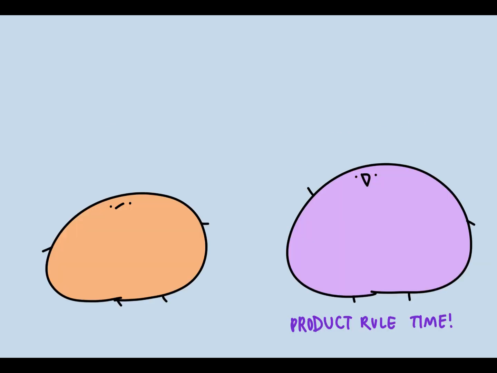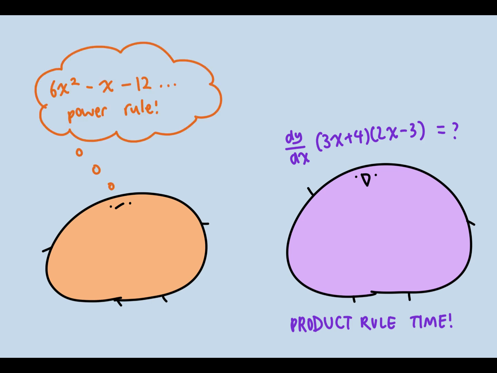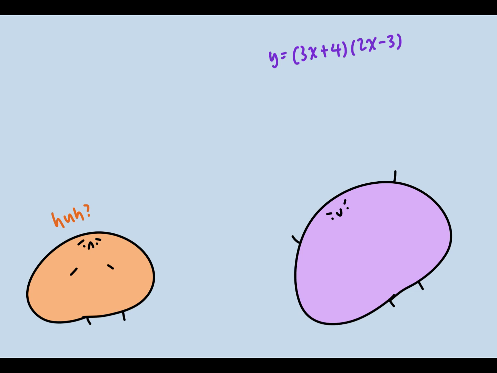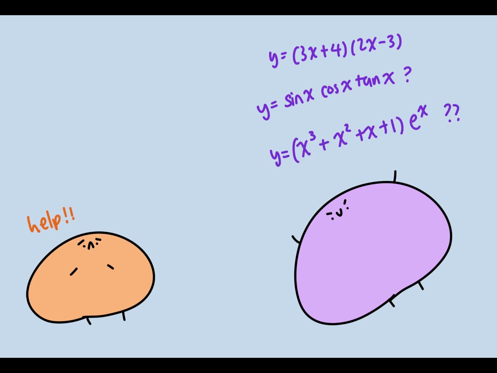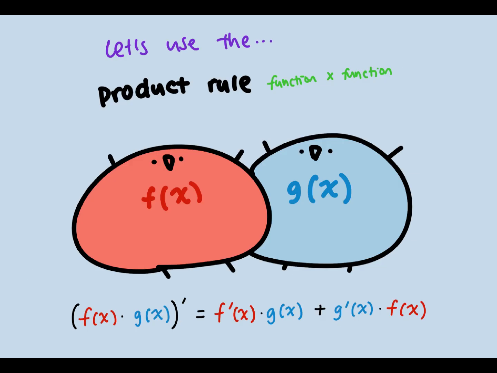Here's an example. We need to find the derivative of y equals the product of 3x plus 4 and 2x minus 3. I know what you're thinking, can't we just expand and differentiate using the power rule? Well, the thing is, the product of two functions isn't always something simple and nice. What would you do if there's a tricky exponent or a trigonometric function? Well, what do we do now?